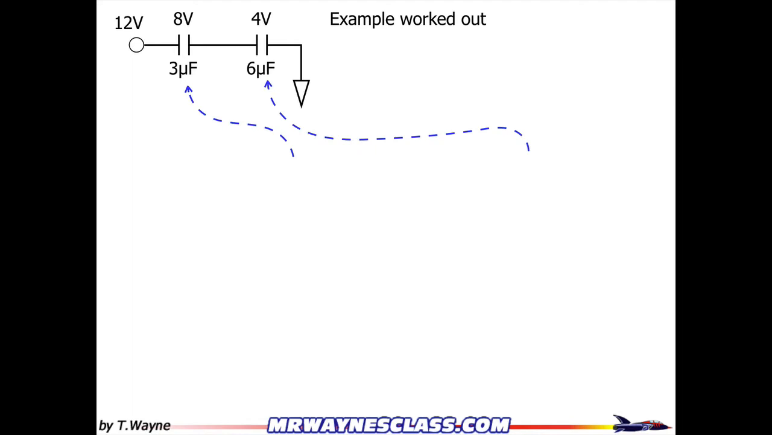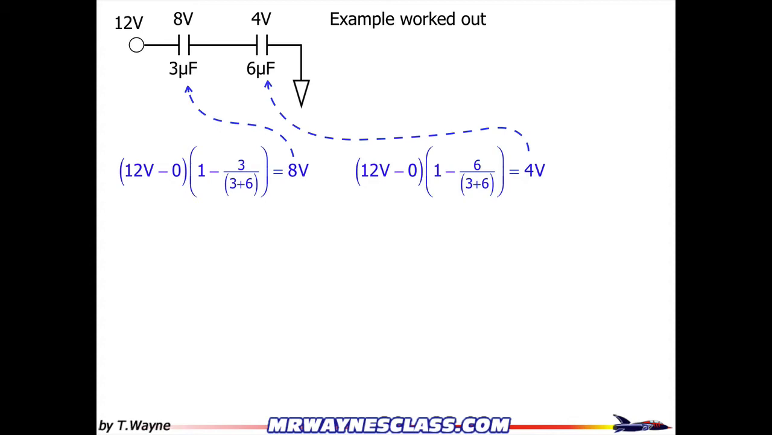So here's my example worked out. I've got the one on the left and the one on the right. On the left, I've got 12 volts between the two ends, and that's equal to 1 minus 3 microfarads divided by 3 microfarads plus 6 microfarads, which gives me 8 volts when all is said and done. And for the right one, I've got 12 times 1 minus 6 over 9, and that's going to give me the 4 volts. Notice here that when they're in series, the larger the capacitance, the smaller the potential difference across it.